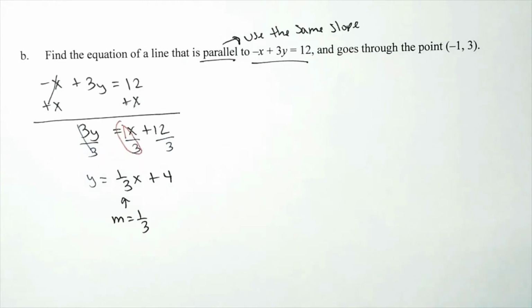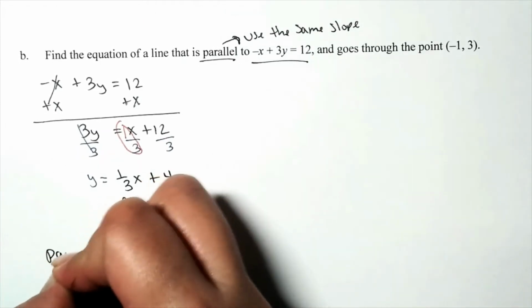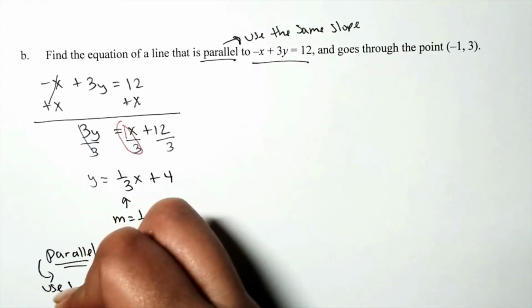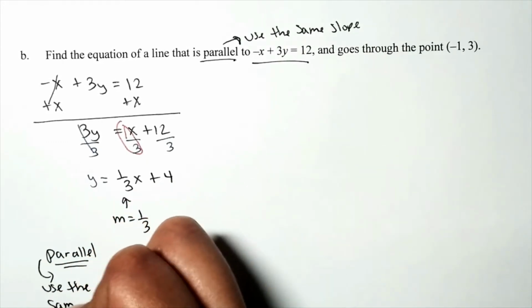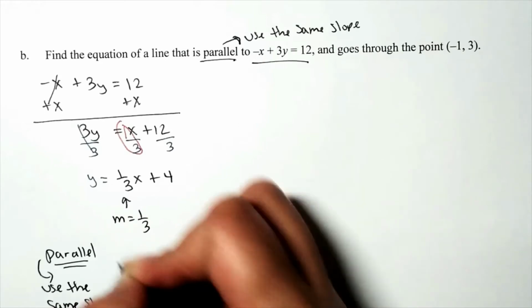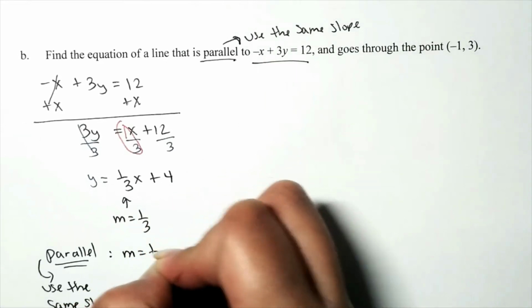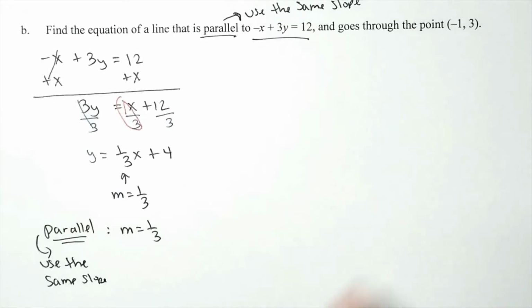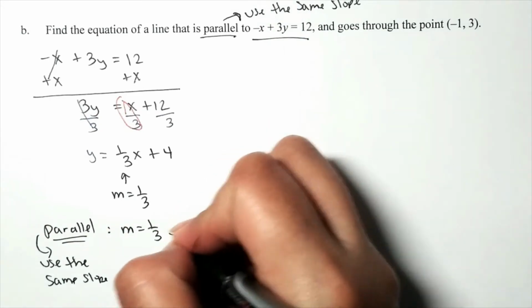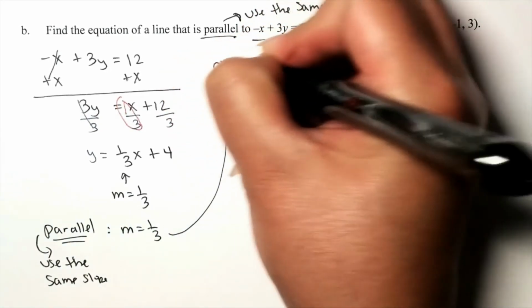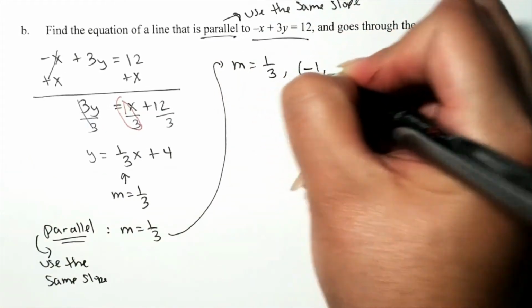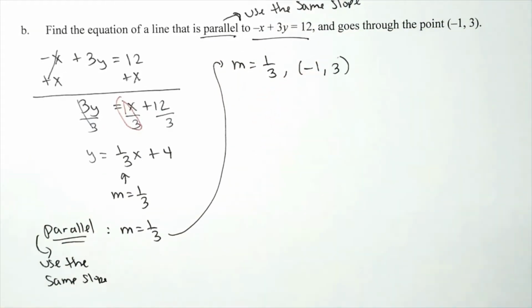Now, what slope are we going to use? Our lines need to be parallel. In order for the lines to be parallel, we need to use the same slope, so the same slope will be 1/3. To find the equation of a line, we need a point and a slope. We got both now, so let's earn our full credit. We have the slope of 1/3 and the point (-1, 3).